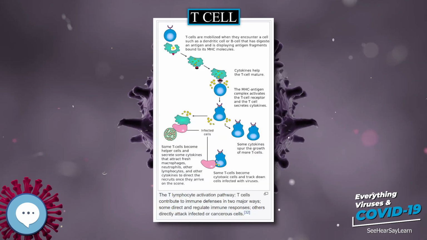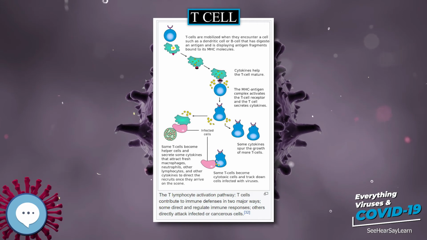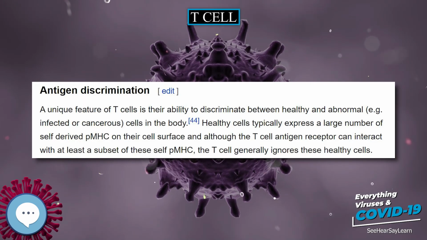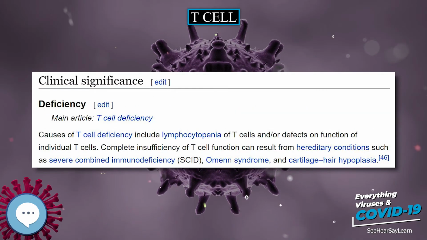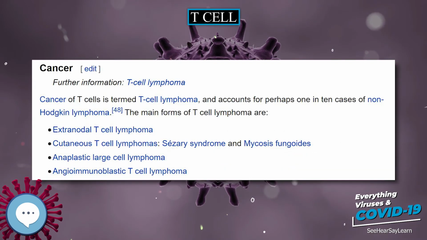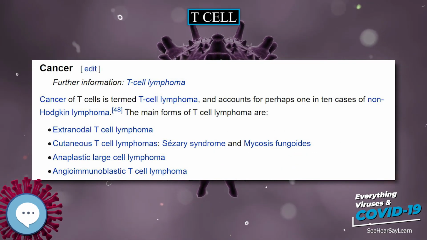CTLA4 expression is also upregulated on activated T cells, which in turn outcompetes CD28 for binding to the B7 proteins. This is a checkpoint mechanism to prevent overactivation of the T cell. Activated T cells also change their cell surface glycosylation profile. The T cell receptor exists as a complex of several proteins.